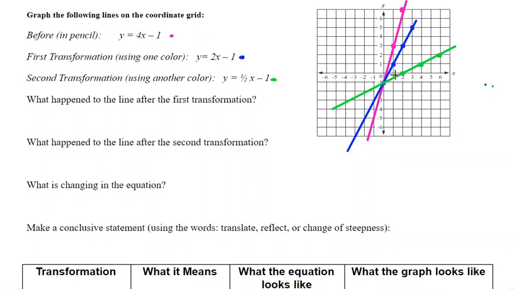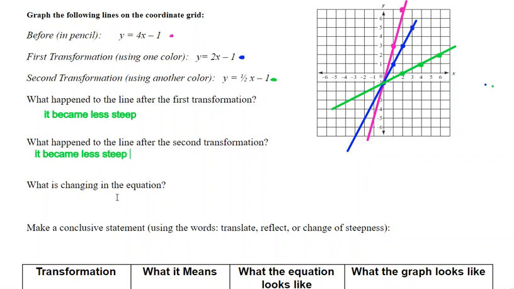All right, cool. So what happened to the first transformation? Well, the pink was my first line, and then it got this blue line, right? So what happened to it? Well, it became less steep, right? That pink line's pretty close to being straight up and down. That's a pretty steep line. Imagine sledding down that hill. That'd be a pretty fun hill to slide down. Right? What happened to the second transformation? It became even less steep, right?